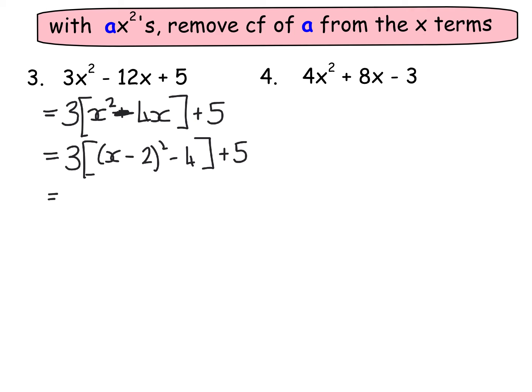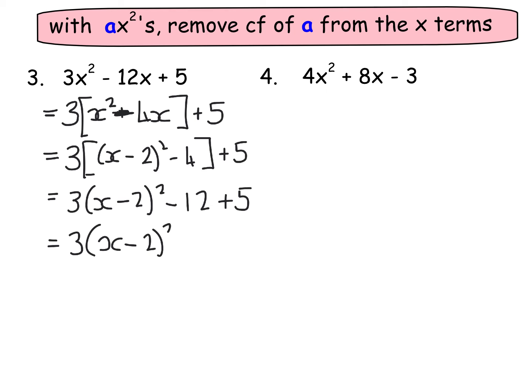Then we can reintroduce the number 3. So you have 3 bracket, x minus 2 all squared. 3 times 4 is 12, so minus 12 plus 5. And then when you tidy this up, you have minus 12 plus 5 on the end is minus 7.